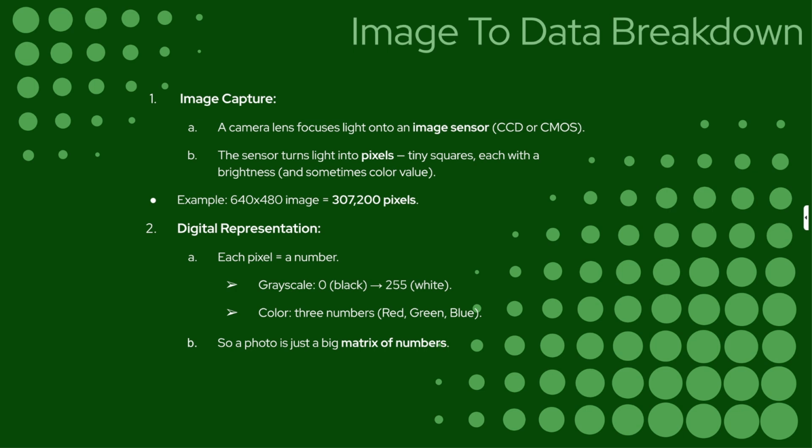So every vision system begins with capturing the image. Again, the camera lens focuses light onto the image sensor, so either CCD or CMOS. So CCD, it's a charge-coupled device. It is converting light into electrical charge, and then it transfers it across the chip to read 1 pixel at a time.